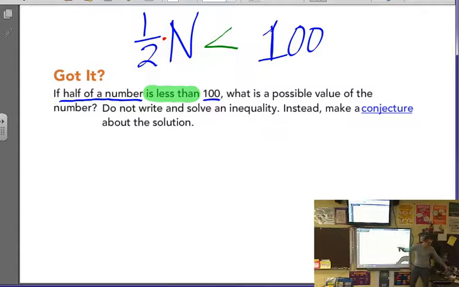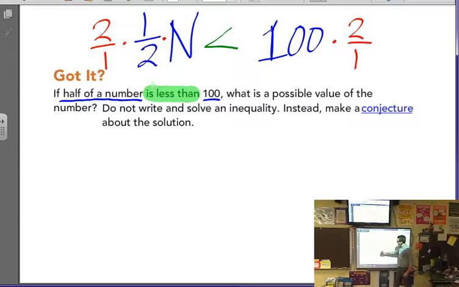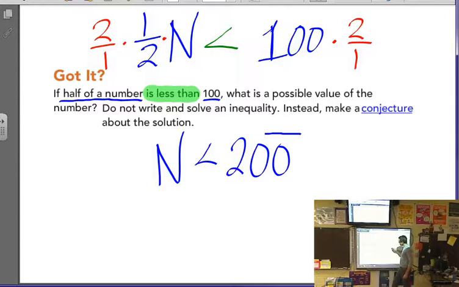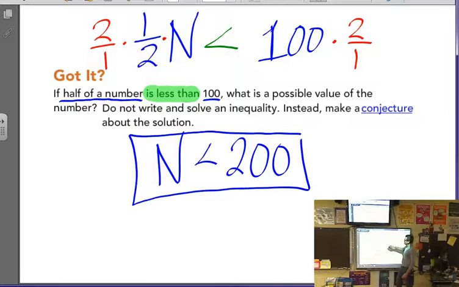So then I want to figure out, well, if half of a number is less than 100, if I double that half of a number, I'm going to figure out what the value of that number could possibly be. So I double both sides, and I get that n is less than 200. Remember again, we multiplied by a positive, so the direction of my inequality does not change. It stays less than. So we get n is less than 200.